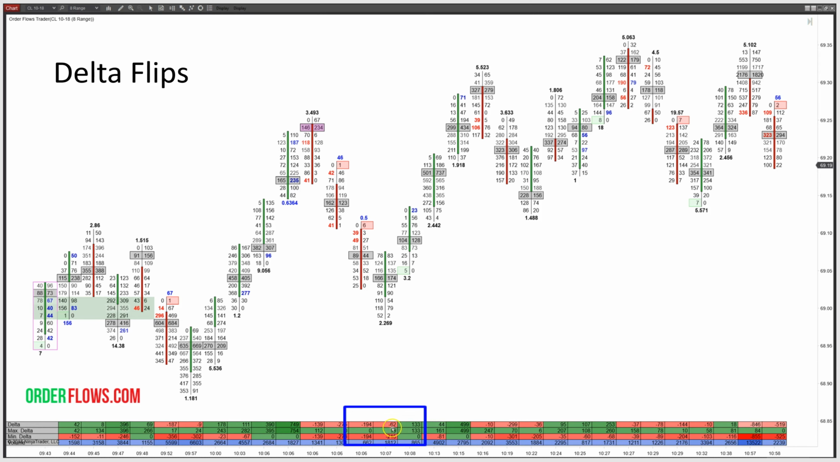Then you got an intervening bar. Then the next bar, 133 final delta, max delta 133 and 0. This is what I call the intervening bar. I would just ignore it.